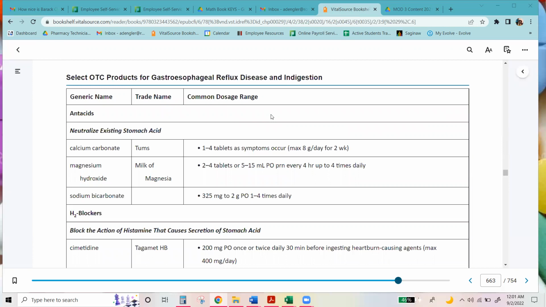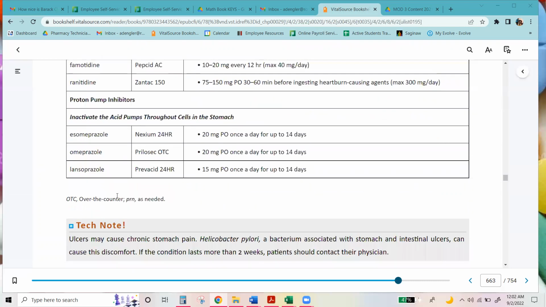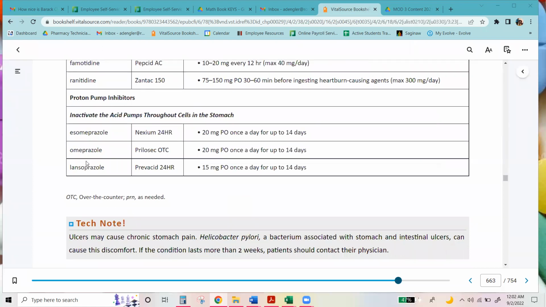Select OTC products for gastroesophageal reflux disease and indigestion, so GERD, acid reflux. We have antacids, which neutralize existing stomach acids, such as milk of magnesia and sodium bicarbonate. We have histamine 2 blockers, such as Tagamet, Pepcid, and Zantac. However, Zantac as ranitidine has been removed from the market. If you find Zantac on the shelf now, it will be famotidine. We have the proton pump inhibitors such as Nexium, Prilosec, and Prevacid.